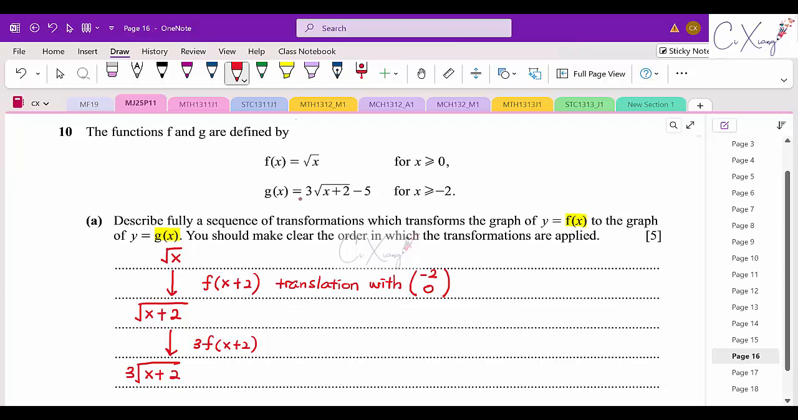The next transformation is a stretch in the y direction, or parallel to the y-axis also can. You have to tell them what the direction is here. It's a vertical stretch. What is the stretch factor for this one? You will have a stretch factor of 3.